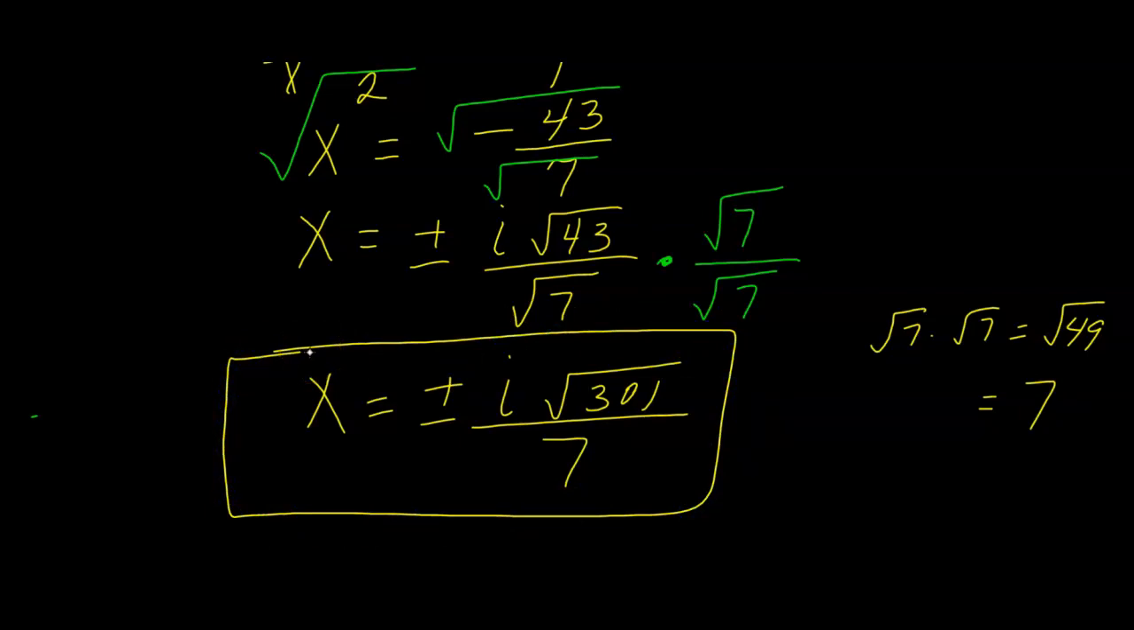Okay, let's try one more example. 6x squared plus 4 equals negative 108. So again, we have an x here that's being squared. We want to get this by itself. The first thing to do is to subtract 4 from both sides.